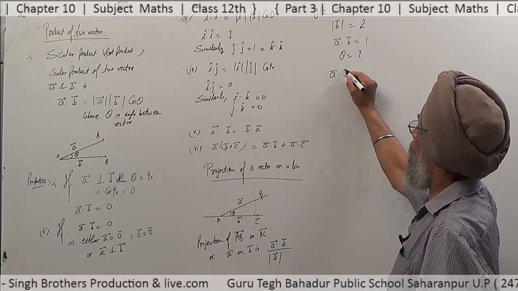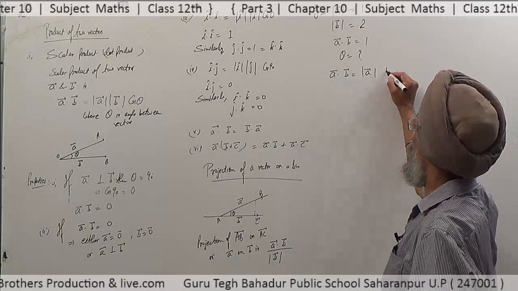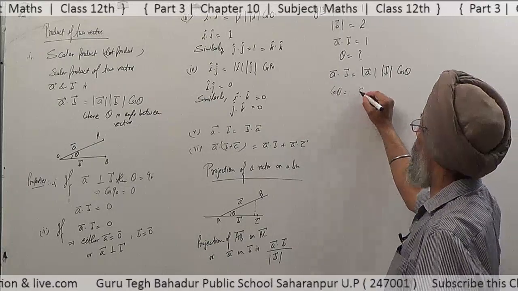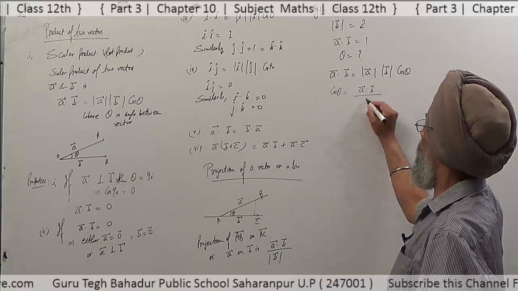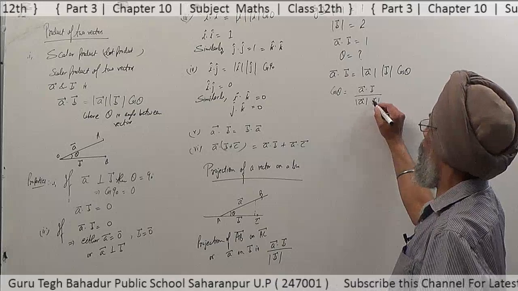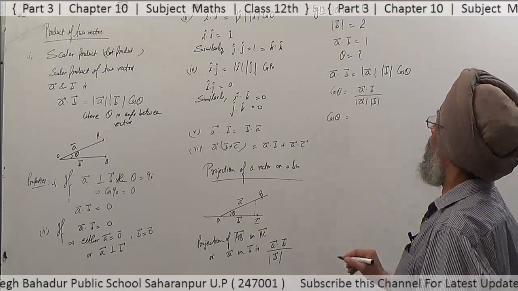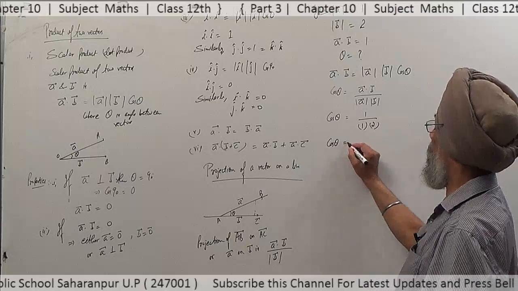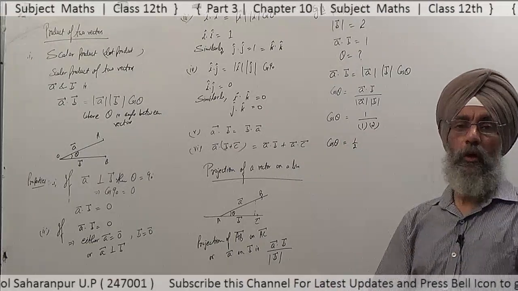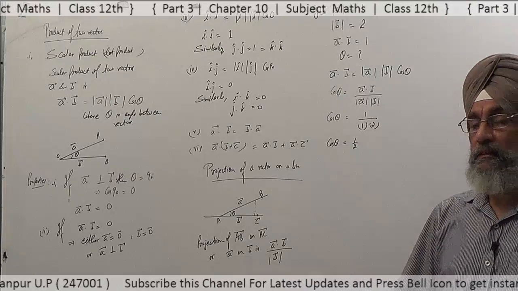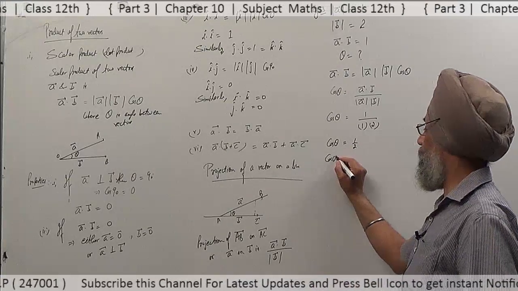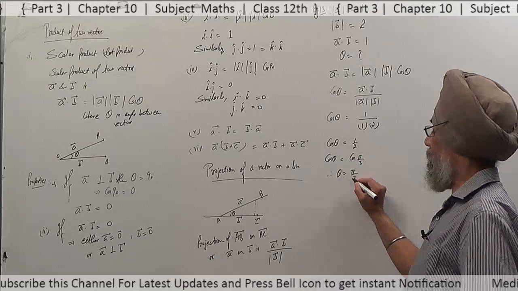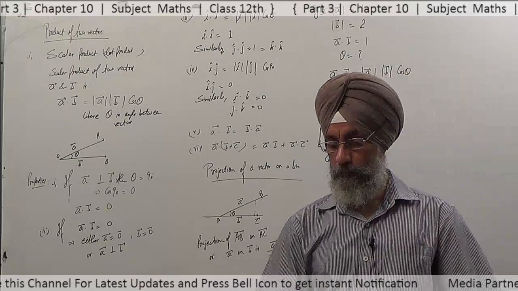Now A dot B is equal to the magnitude of A, magnitude of B, cos theta, or you can say cos theta is equal to A dot B upon the magnitude of A, magnitude of B. Now A dot B is 1, the magnitudes are 1 and 2, so cos theta is equal to half. The value of cos is half at which angle? It is at 60 degrees. So cos theta is equal to cos pi by 3. So theta here is pi by 3. So that's the angle between vector A and vector B.